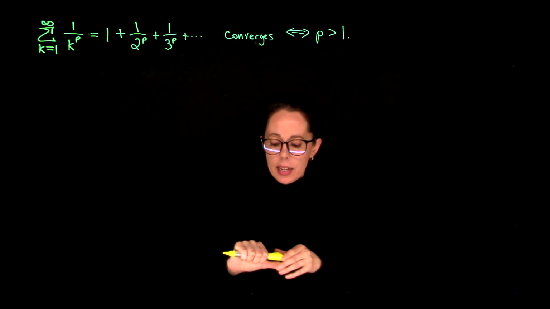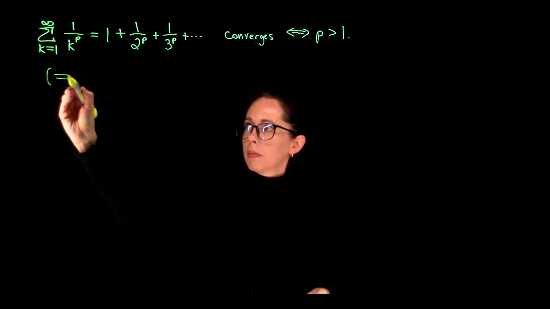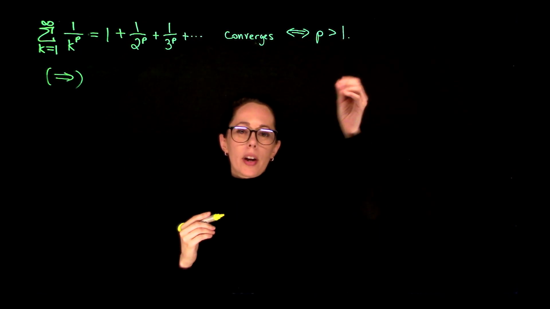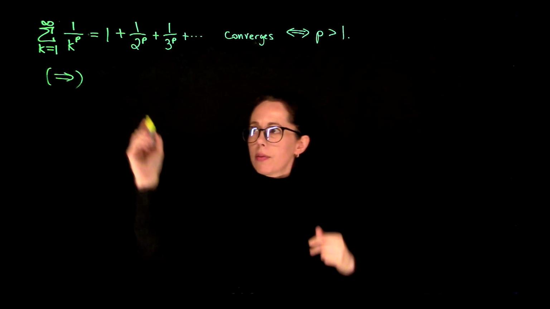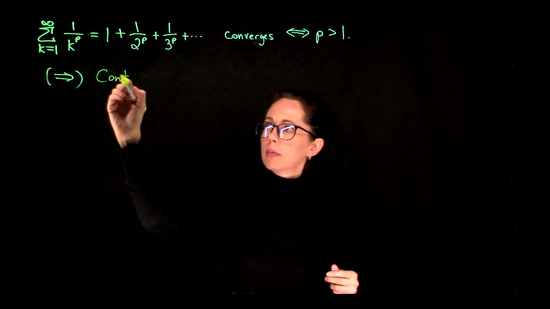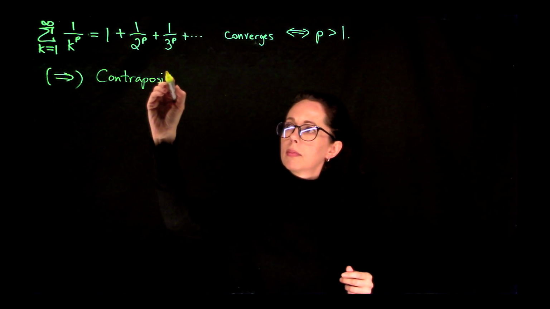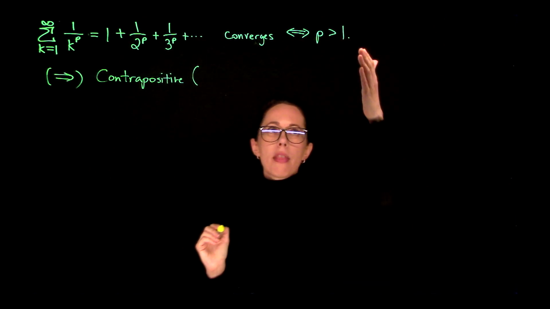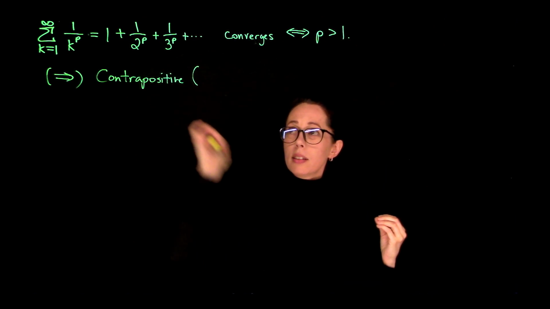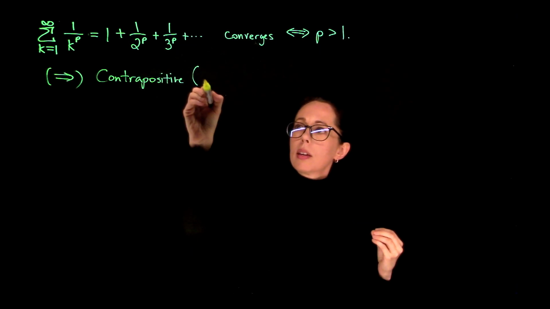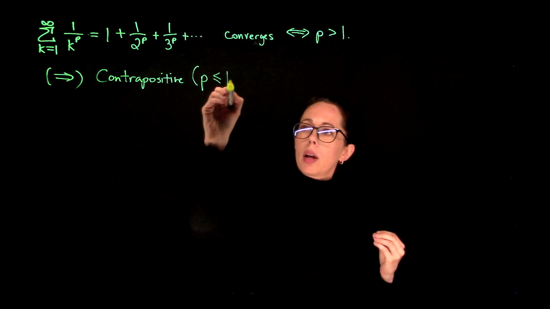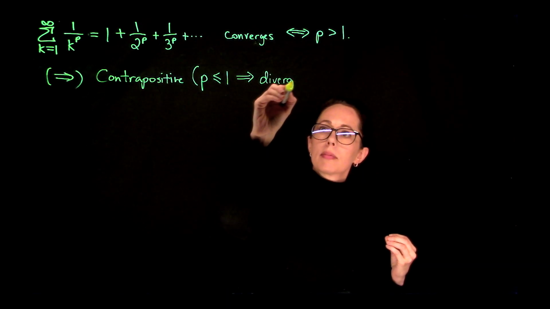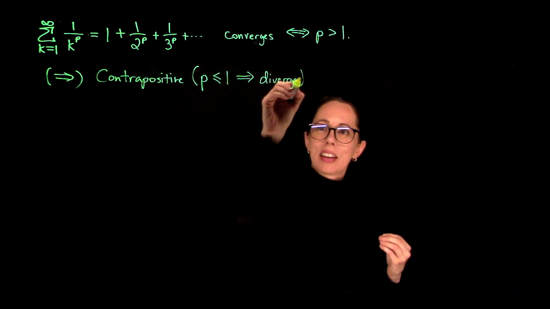This is an if and only if statement. Let's start with the forwards direction. We are going to prove that if this converges, then P is greater than 1 by showing the contrapositive. So what is the contrapositive? It would be not this implies not this. So in other words, P less than or equal to 1 implies divergence. Diverges like that.